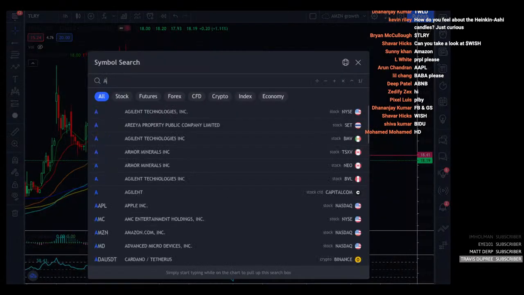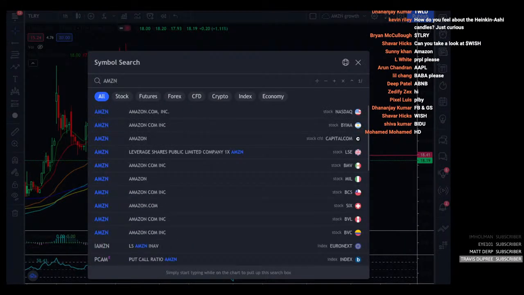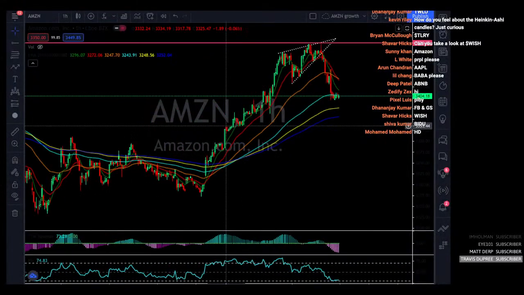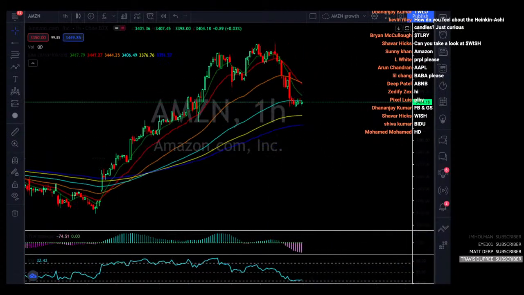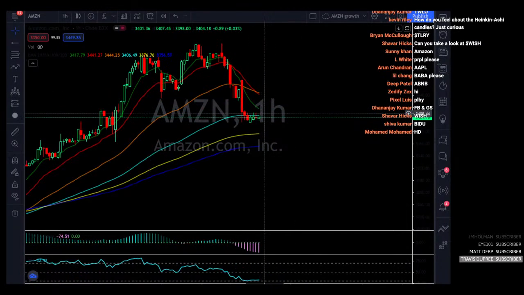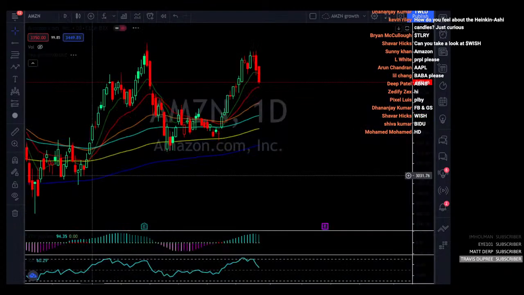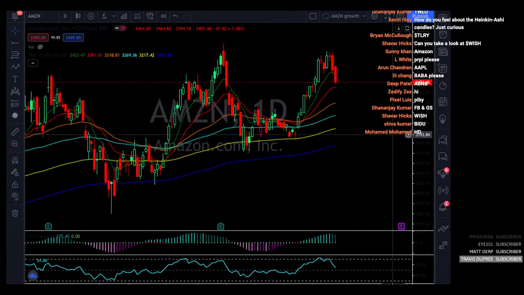Amazon. Ooh, that does not look really nice. And the reason I'm saying that is because on the hourly chart, there's this giant round top, and it looks like we're making a bear flag over here. So the easy answer for Amazon is we're gonna go down even further. On the daily chart, it does not look good at all. I think we're gonna go right back.